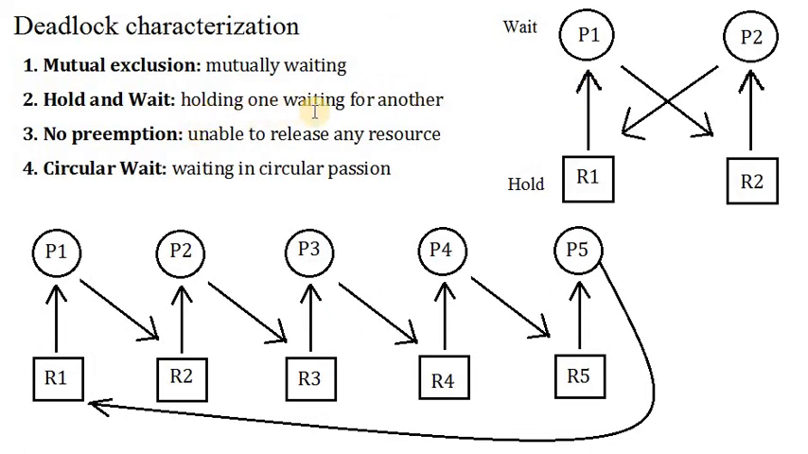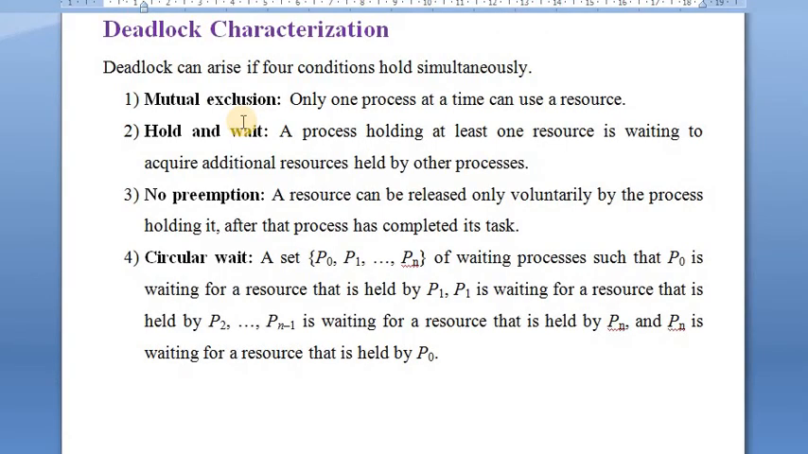See that holding one and waiting for another. P1 is holding R1 but waiting for R2. P2 is holding R2 but waiting for R1. So that is why the hold and wait situation occurred. Okay. Now the third one is no preemption.